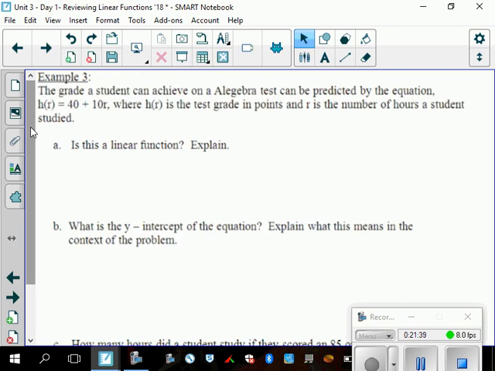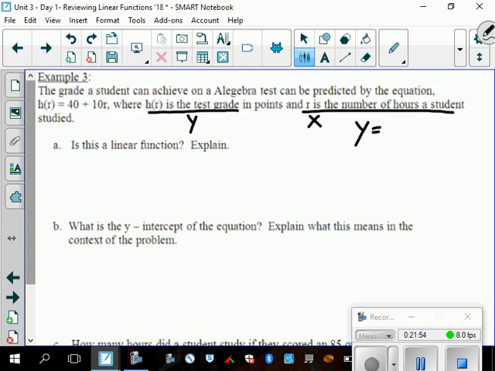Okay, so if they give me a word problem, you could convert this to y's and x's. They're saying H of R is their test grade, that would be my y value. R is the number of hours the student studies, that would be x. So you could rewrite this as 40 plus 10x if that makes you feel better.